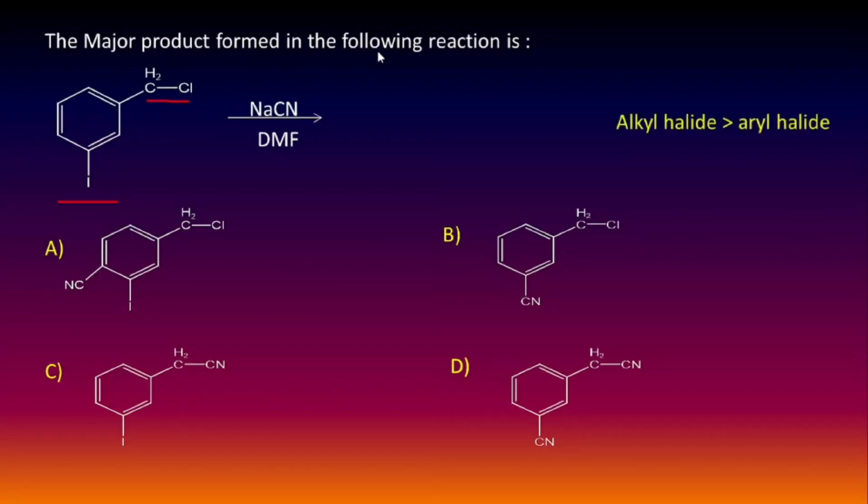This has chlorine and here there is iodine. What will be substituted with the cyanide? Here you can see that alkyl halide is more reactive than aryl halide. So the chlorine will be substituted with the cyanide. So the CH2CN compound will be the right product, and the right answer will be C. Only chlorine will be substituted with the cyanide. I hope you understand this concept. Very easy.